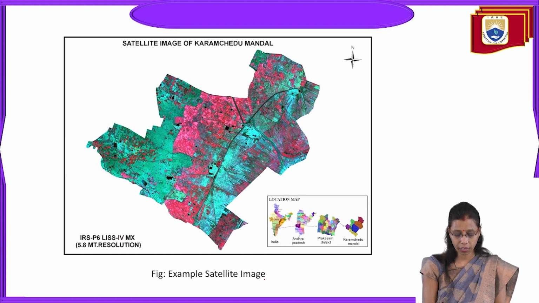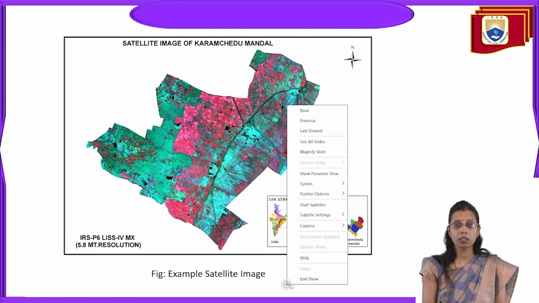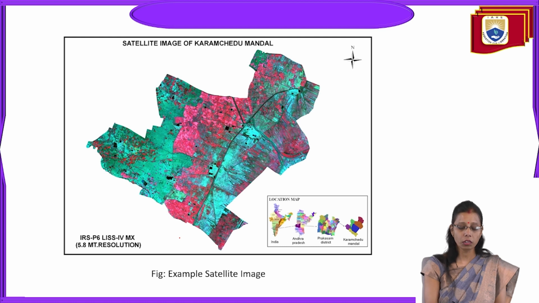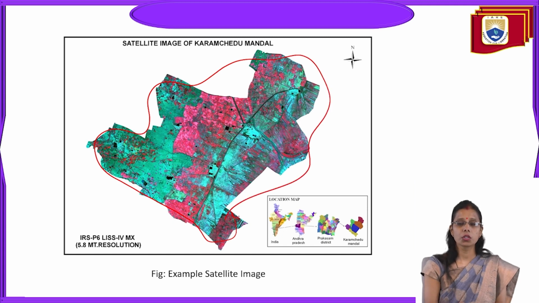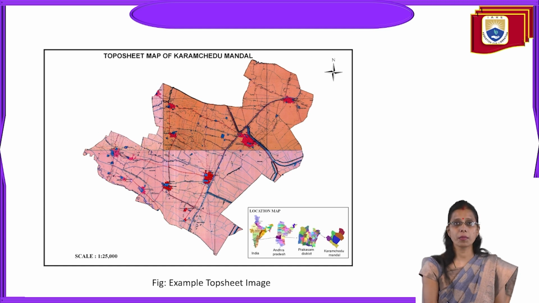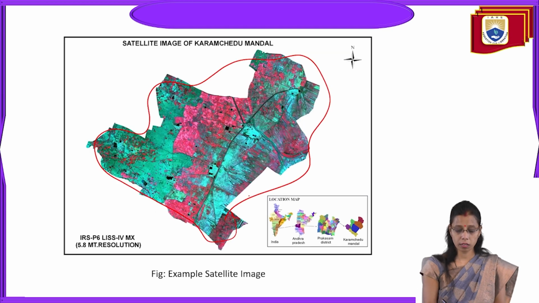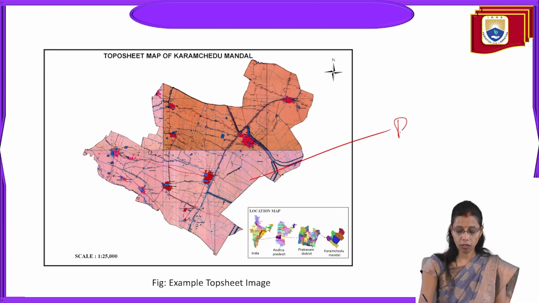Now, for example, we have this area, Karamchadu, which you can see here. This is a village, it's a mandal. In this map, this is the boundary of the mandal. It is shown in the form of satellite, and here you have the same area shown in the form of topo sheet. This is also raster, and this is also raster. Both are raster.